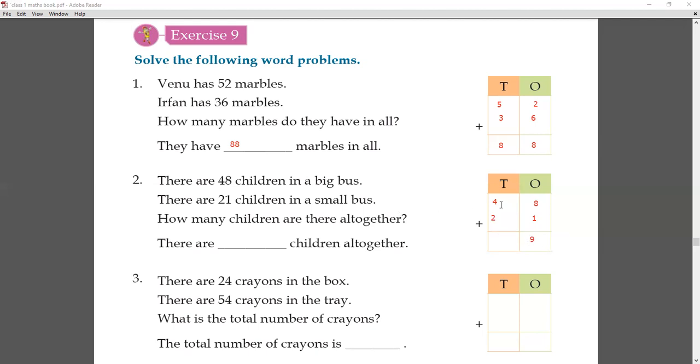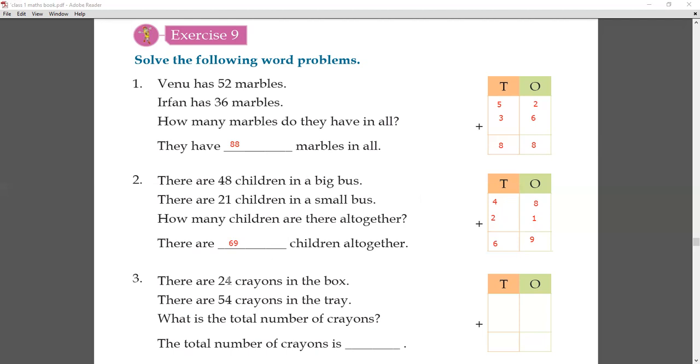Okay. Now next is 4 plus 2. 4 plus 2 is equal to 6. That's why we write 6 here. Okay. There are 69 children all together.